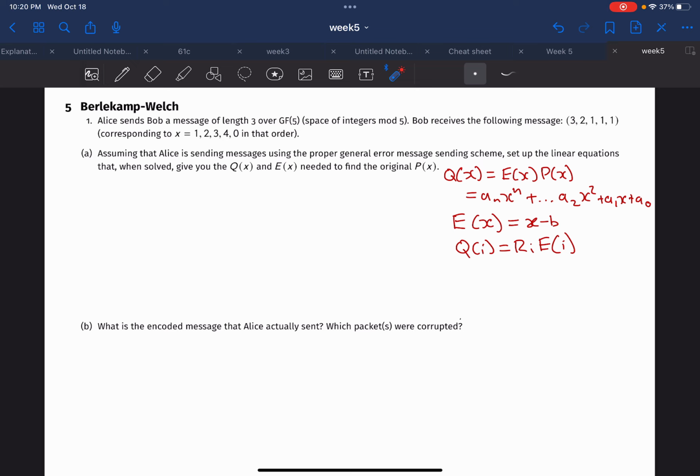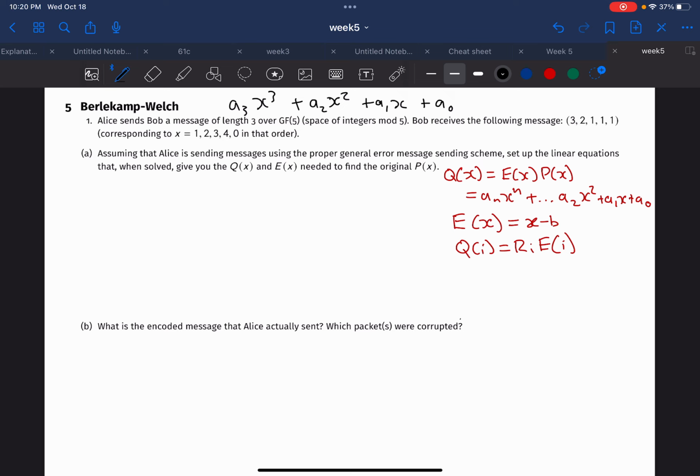this Q(i), which is the received polynomial at that index, equal to R(i), which is the received message, times E(i), which is the error polynomial. And since we know the Q(i) will take the following form, a_3 times x to the power of 3 plus a_2 times x to the power of 2 plus a_1 x plus a_0, since it's of degree 3.